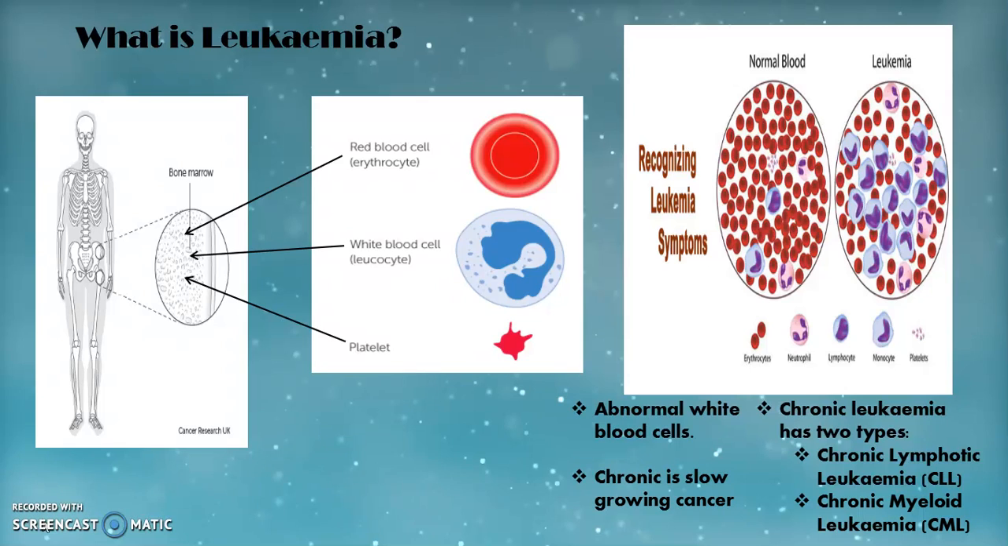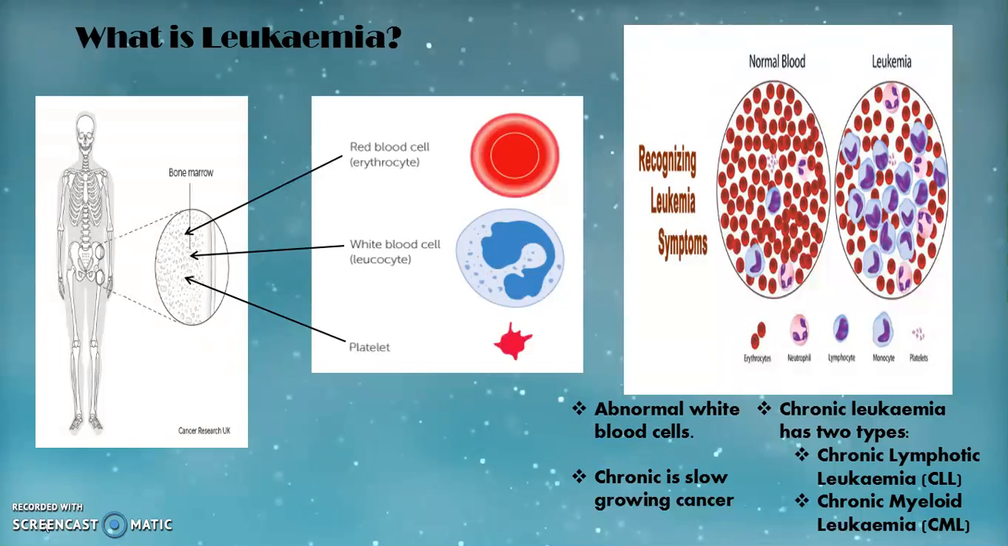First, what is leukemia? Leukemia is a disease that affects blood-forming cells in the body, or known as bone marrow malfunction. In our bone marrow, we have red blood cells, white blood cells, and also platelets. Leukemia happens when our white blood cells become abnormal white blood cells.